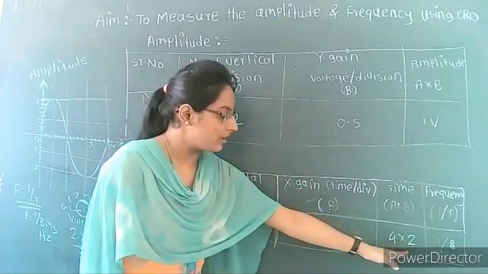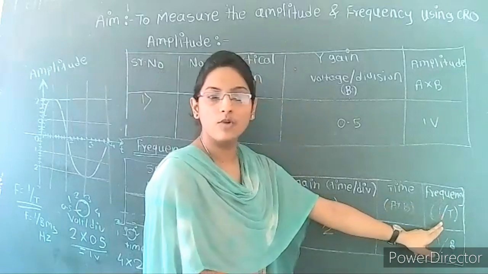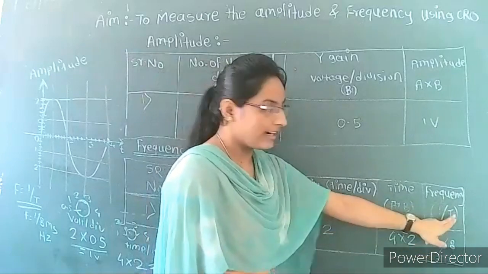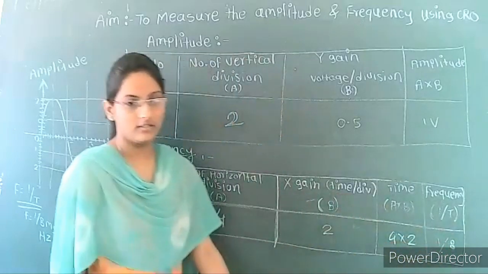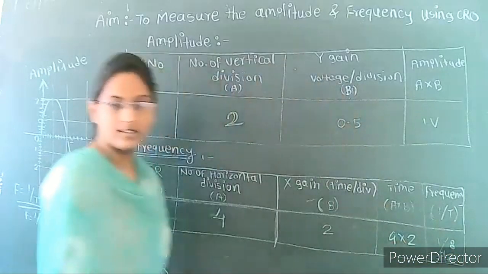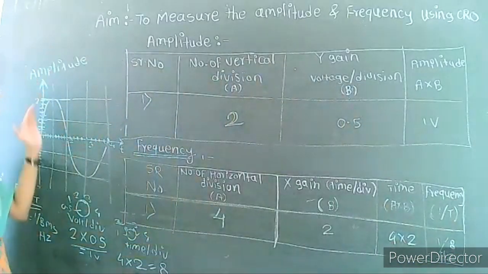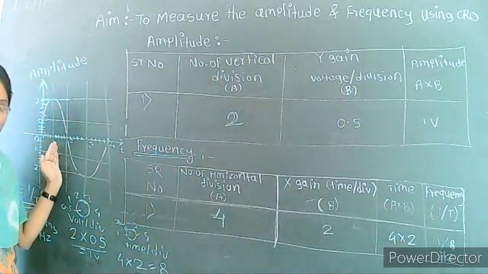And just simply put this multiplication result in the frequency formula. So what is the formula for frequency? 1 divided by time period. So 1 divided by 8. This is our frequency in hertz. So this is the overall setup of how to measure the amplitude and frequency using CRO.